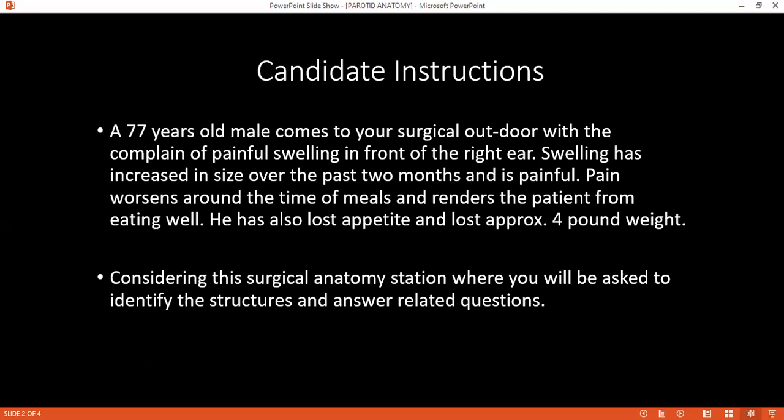Other than the facial nerve, what important structures are present within the parotid gland? From superficial to deep, it is the facial nerve, retromandibular vein, and external carotid artery. The retromandibular vein drains into the external jugular vein.